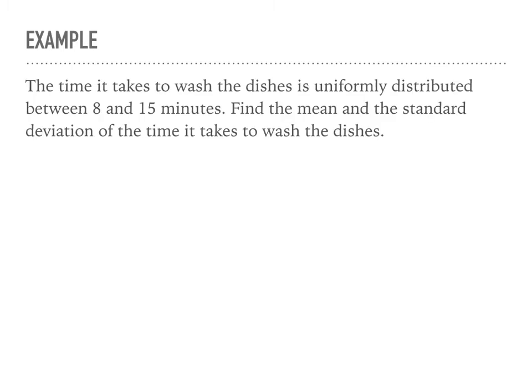Let's look at another example together. The time it takes to wash the dishes is uniformly distributed between 8 and 15 minutes. Find the mean and the standard deviation of the time it takes to wash the dishes. Remember, the mean is equal to a plus b divided by 2. So that means 8 plus 15 divided by 2 is 23 over 2, or 11.5. So the mean time it takes to wash dishes is 11.5 minutes.